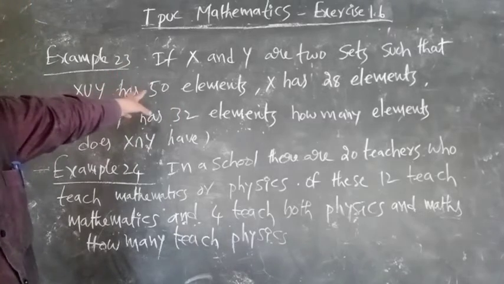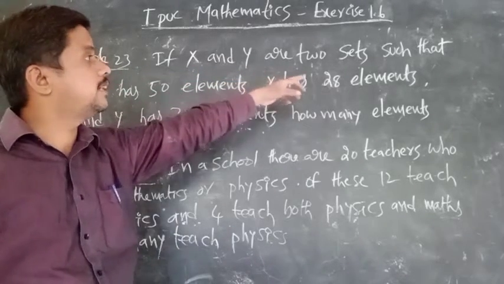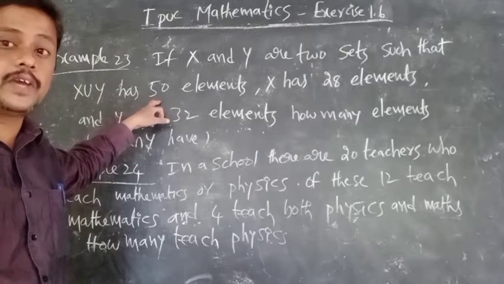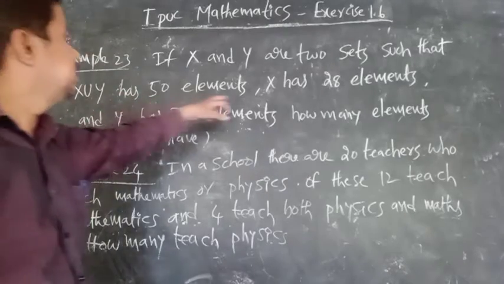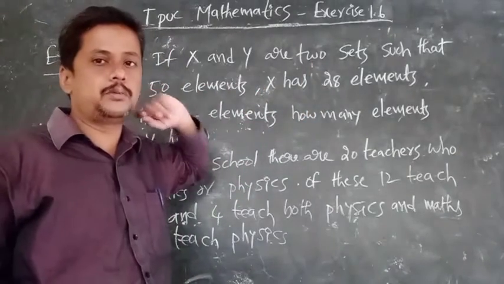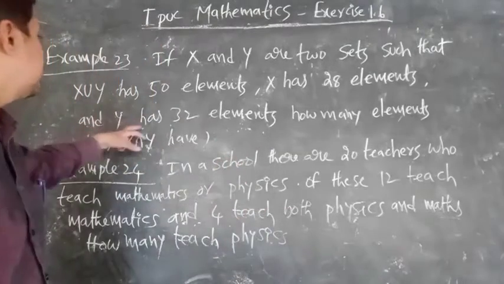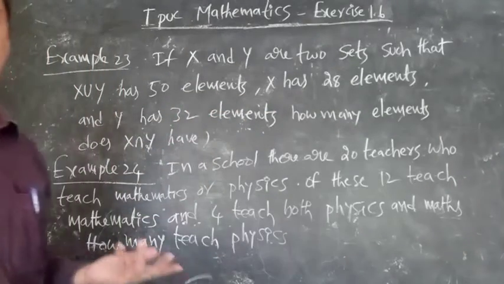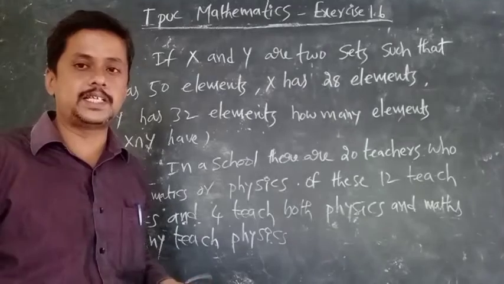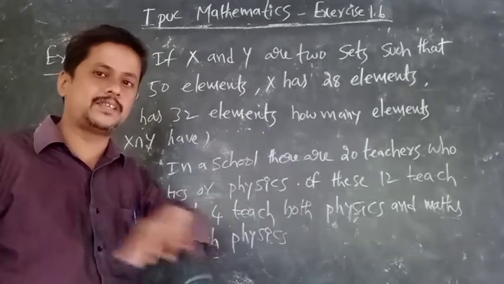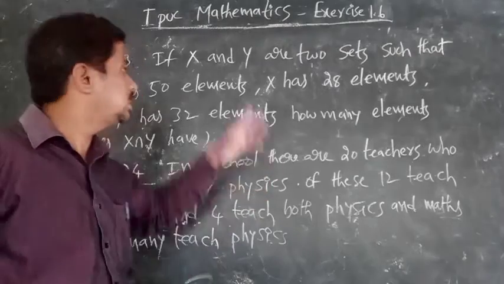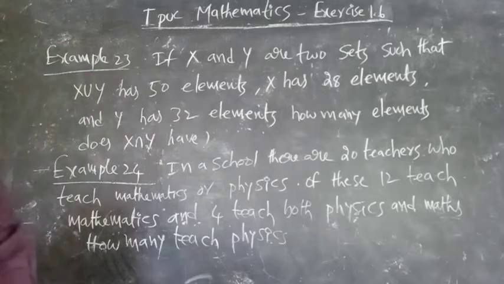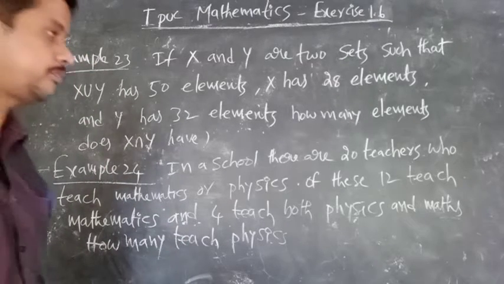Example 23. If X and Y are two sets such that X union Y has 50 elements, that means n of X union Y is equal to 50. X has 28 elements, so n of X is equal to 28, and Y has 32 elements, n of Y is equal to 32. How many elements does X intersection Y have? Very easy, no? n of X intersection Y is equal to n of X plus n of Y minus n of X union Y. Substitute these values and you will get the answer. If you have any doubt, go through the textbook, page number 21, 22. Next, we will move on.